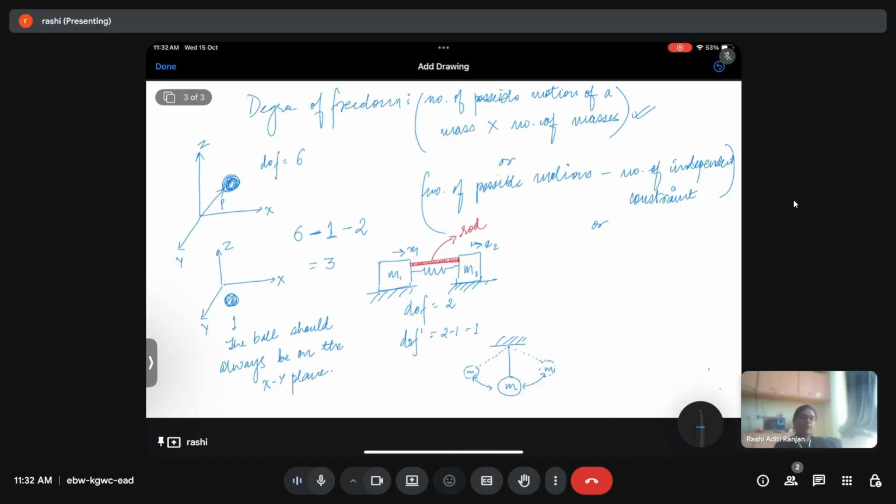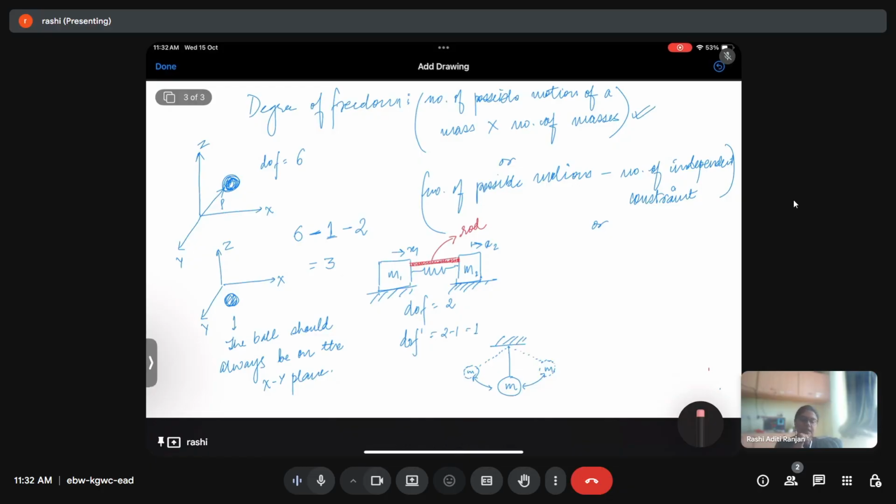Because if you look at this clearly, what did I say about the degrees of freedom? A mass is having 6 degrees of freedom if it is in x, y, and z space. So earlier the mass was having 6 degrees of freedom. Then it was attached by a string or a rod to some reference point, right? Now what does this attachment do?